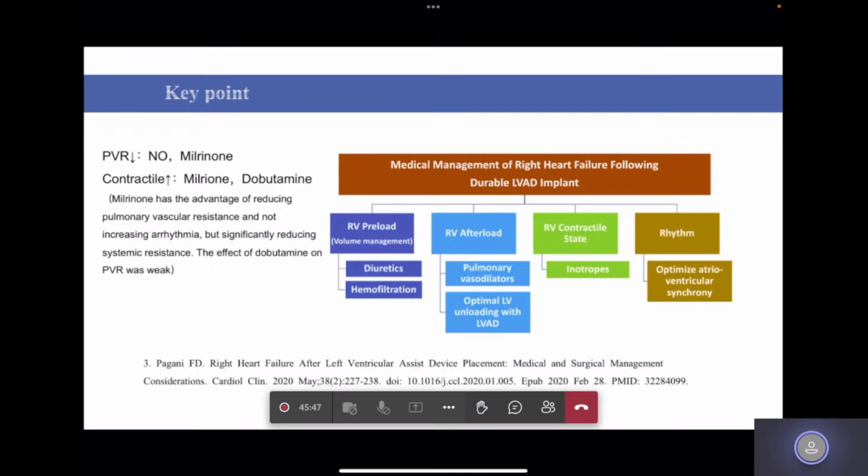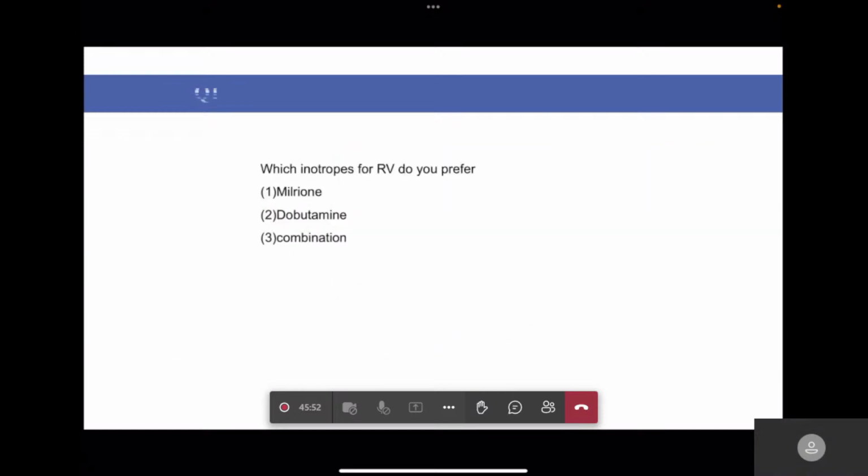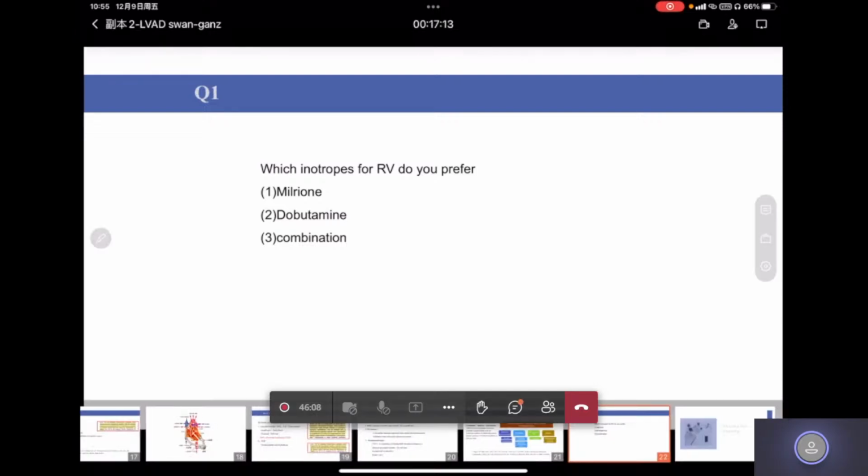As I said before, the sinus rhythm is better, but if we don't have sinus rhythm, we had better use the pacemaker rhythm. So here is my question. Which inotrope for the right ventricle do you prefer? Milrinone, dopamine, or a combination of the two drugs? Maybe this question is for me to answer first.